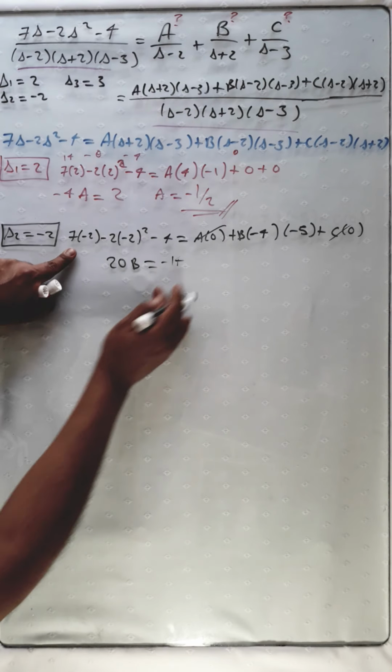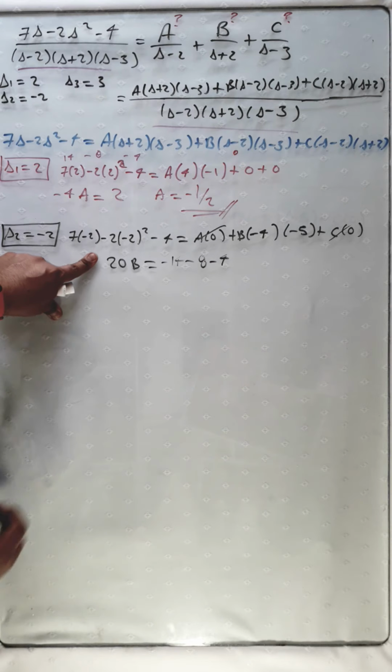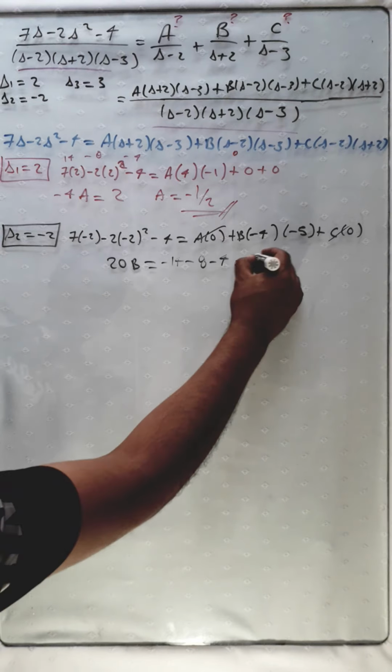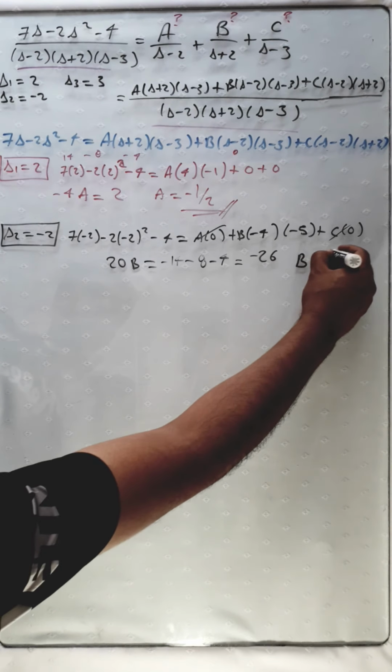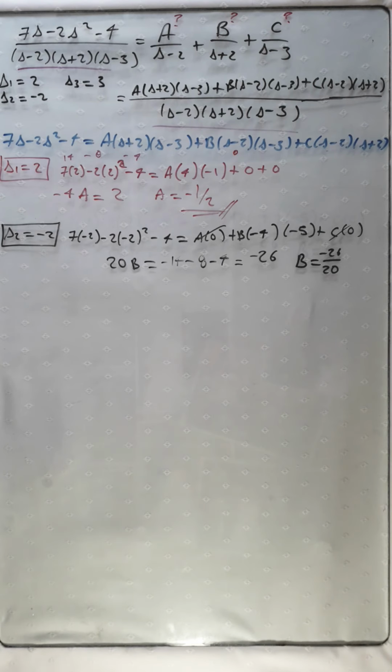Minus 14 over here, minus 8, minus 4. So how much is that? That is equal to minus 18 minus 26. Alright? Minus 26. So the value of b is equal to minus 26 over 20, and that is the value. You can reduce the number, but the important thing is to find the value of b.